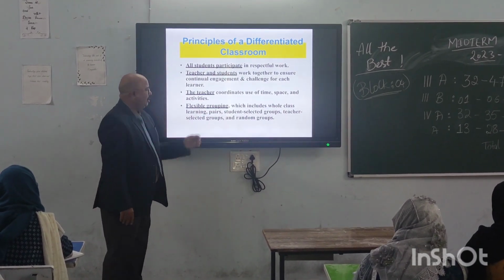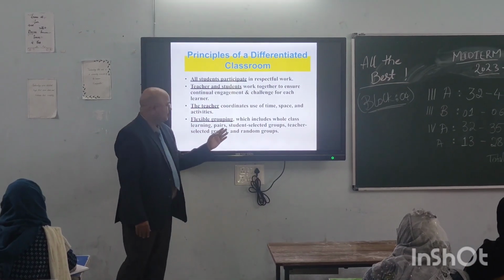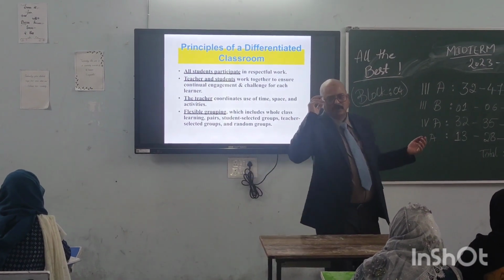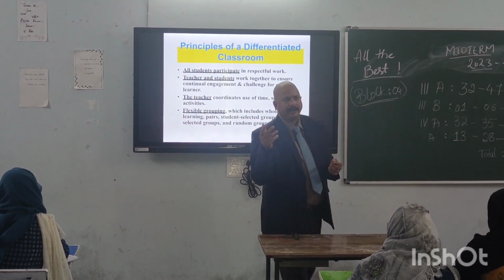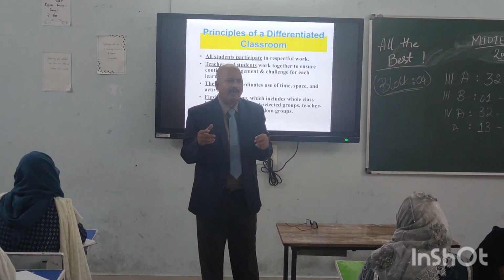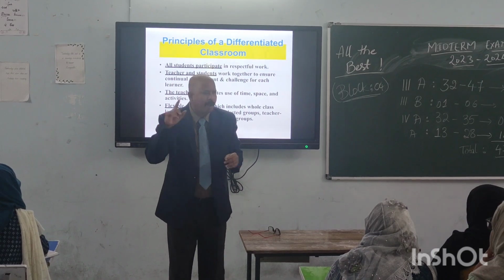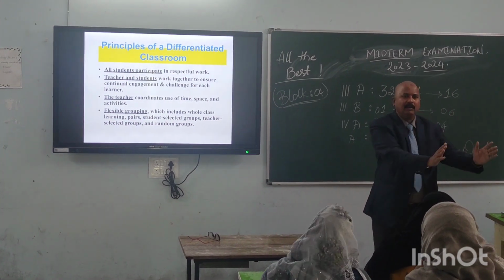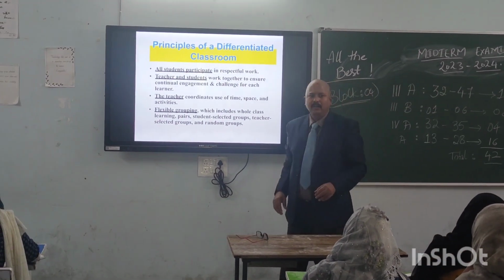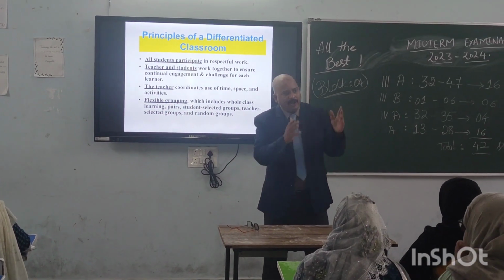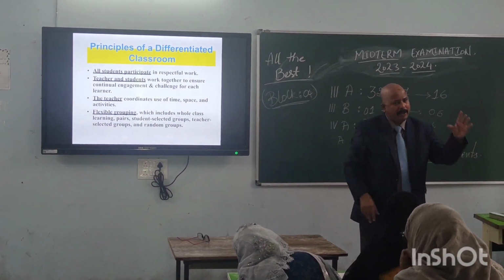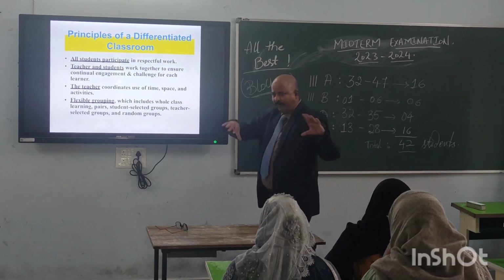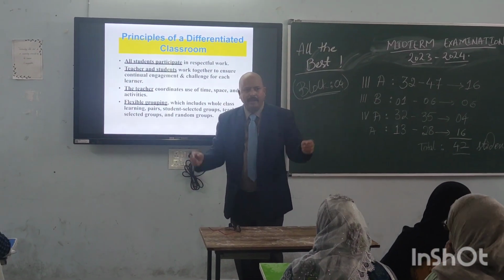Then flexible grouping, which includes whole class learning, student-selected groups, teacher-selected groups, and random groups. Suppose you are providing a PBL, problem based learning, a kind of activity or assignment. Sometimes you may give only the good students, only the poor students, or only the other students in a group. It will not give much effective result. When you decide a group will have students of all three or five levels, and create three or four groups, then they complete the task.